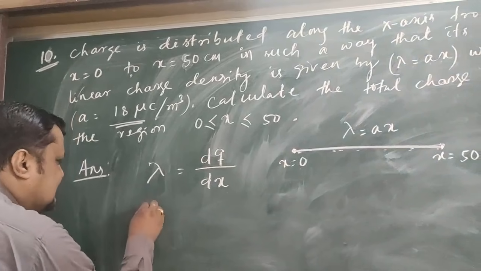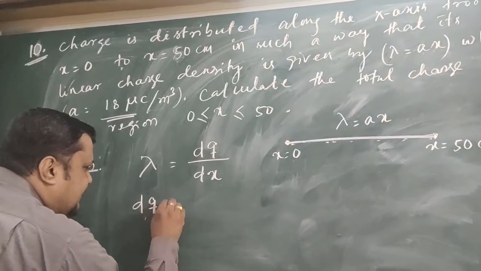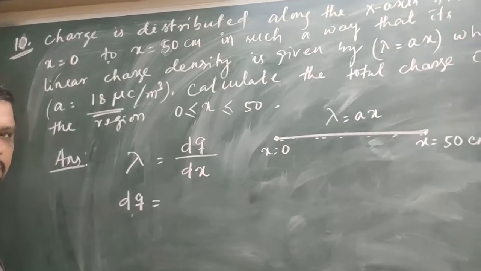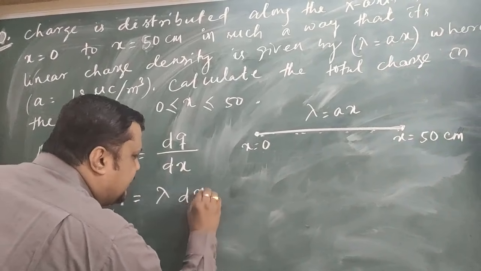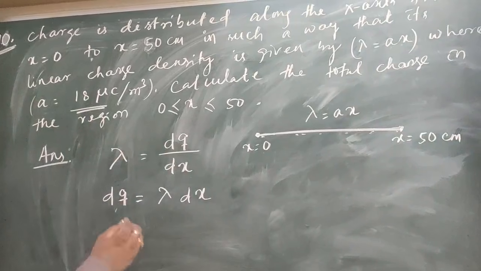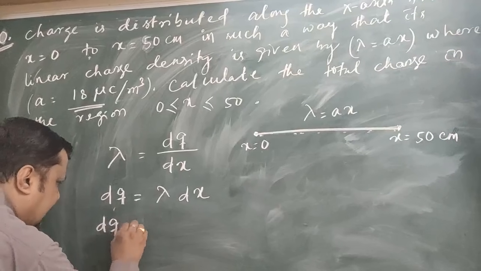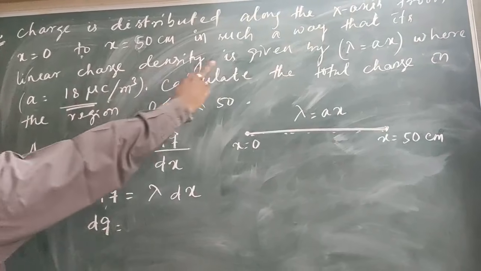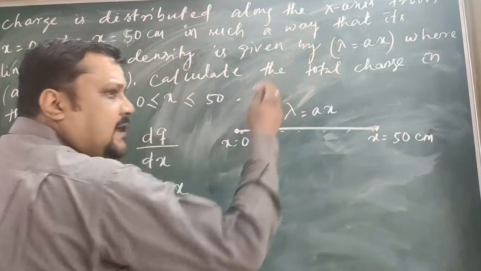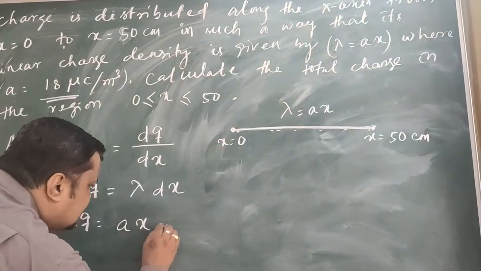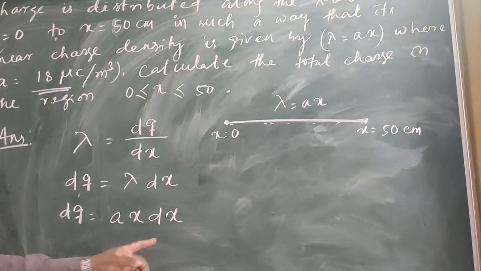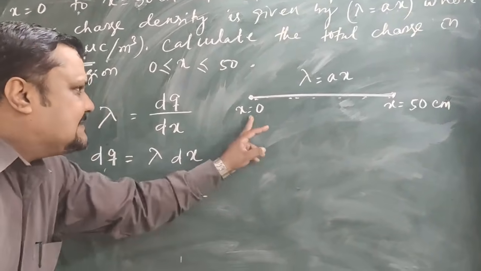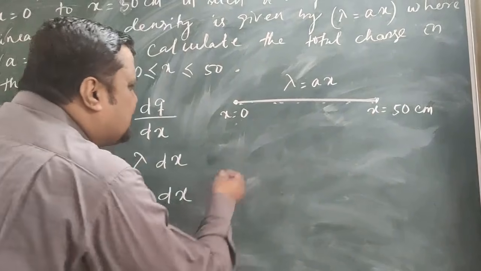So dq, the small charge in a length dx, is equal to the linear charge density times dx. Now put it like this: dq is equal to lambda, and lambda is equal to ax. So dq equals ax dx. What is the variable here? dx is variable, x is variable. x changes from where to where?